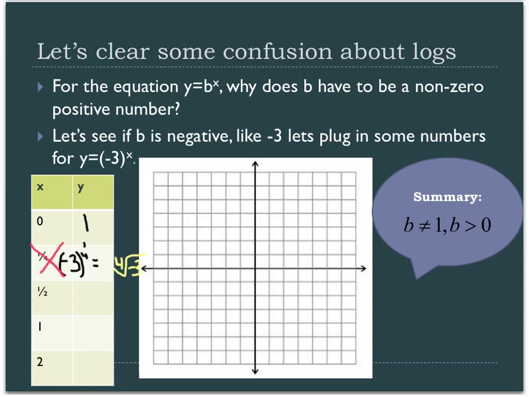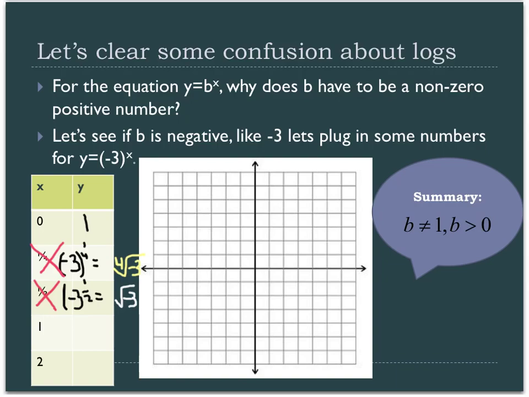Now let's plug in 1/2. Remember, plugging in 1/2 is also the same thing as saying the square root of negative 3. Now, we do have a way to represent that. That's i times the square root of 3, but we're on the coordinate grid here, and I do not have imaginary values on my coordinate plane. Therefore, this is also not possible.